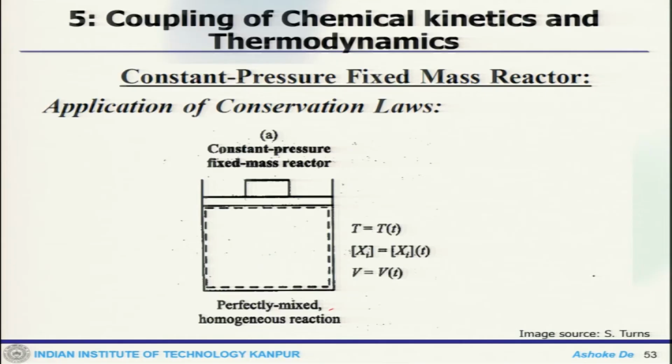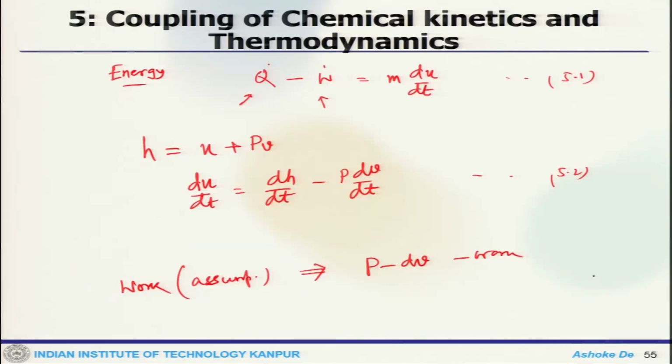Okay, welcome back, and we are in the middle of the discussion of this coupling of kinetics and thermodynamics. We started with some simple examples, and the one that we are discussing is the constant pressure fixed mass reactor, and there will be a few more that we will take up and look at in this application. So, this is where we are. This is a constant pressure fixed mass reactor, that was the schematic, just to give you a quick refresher of where we stopped, and these are the assumptions.